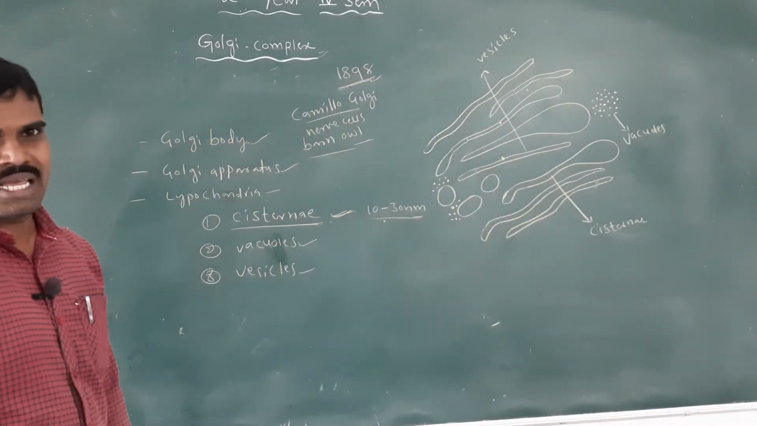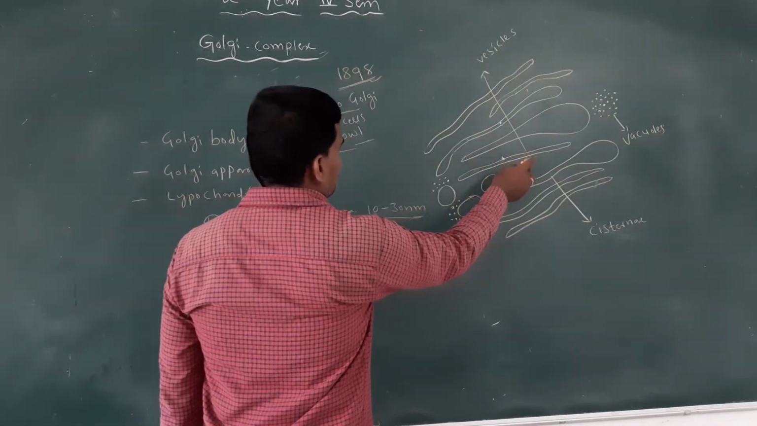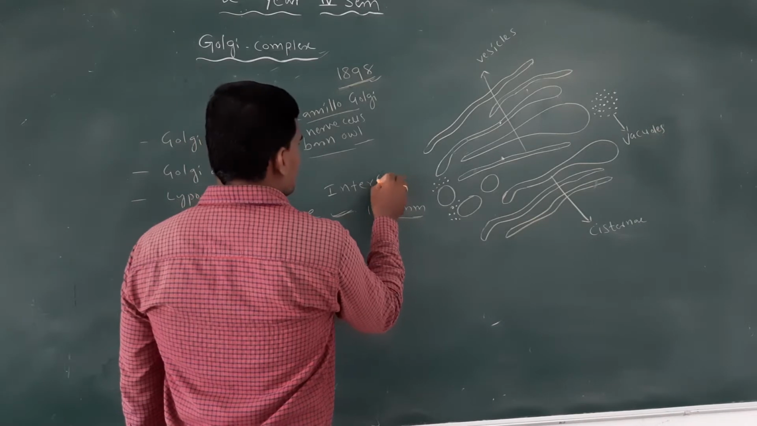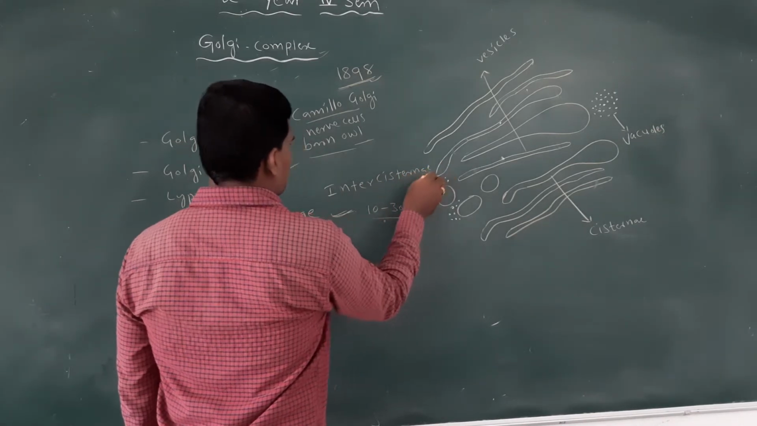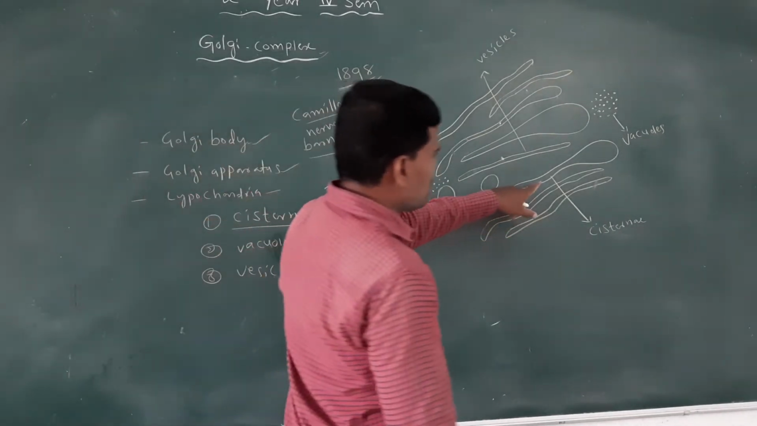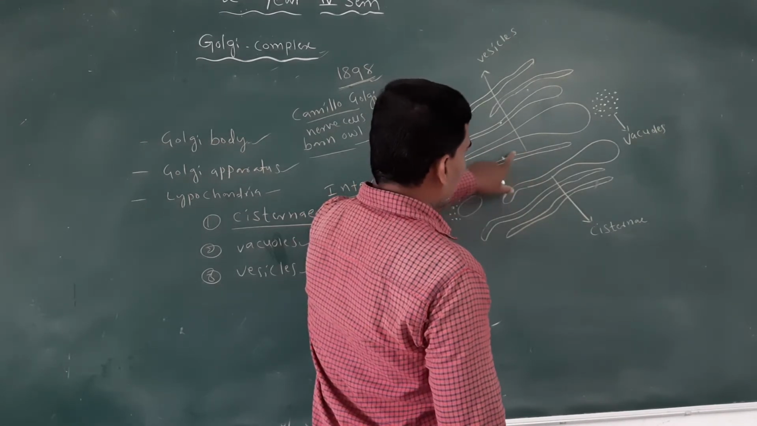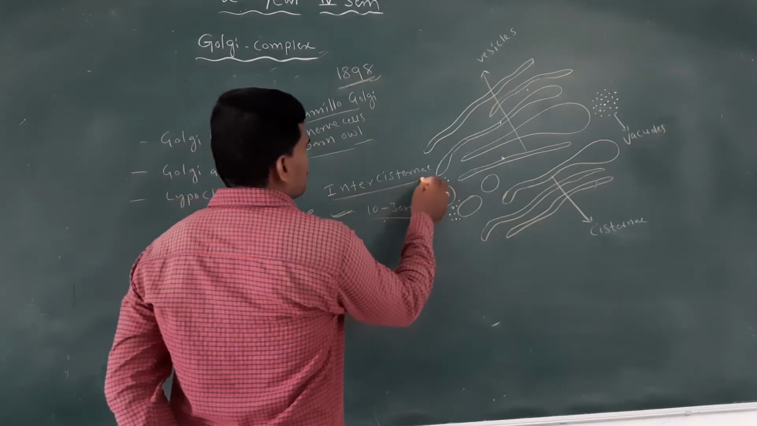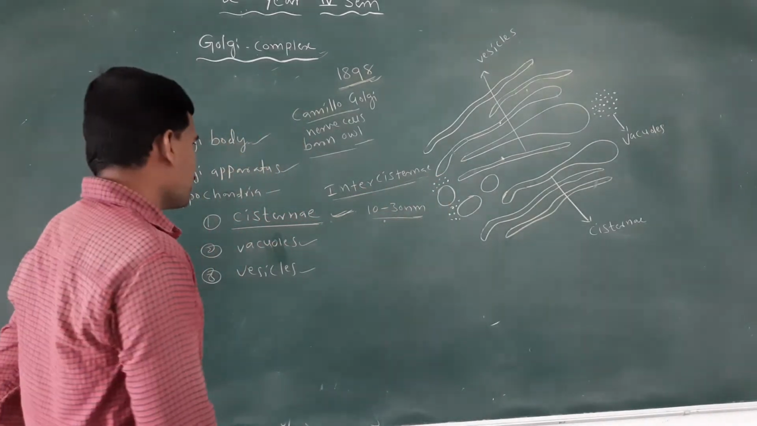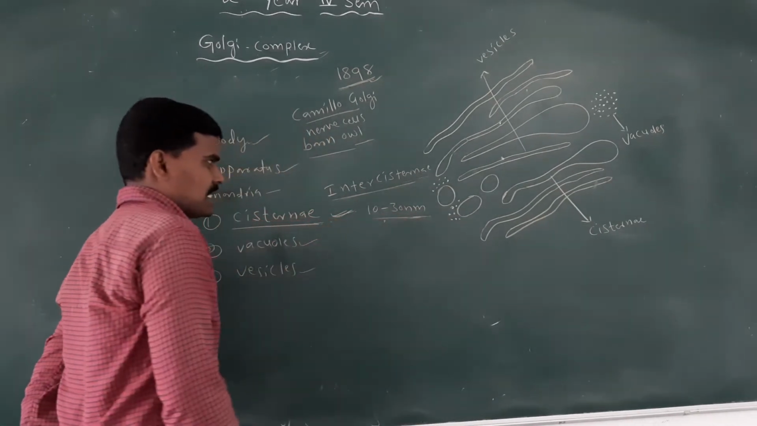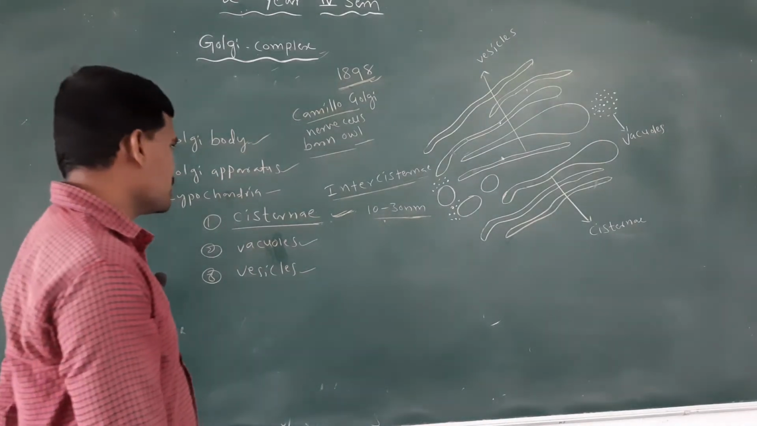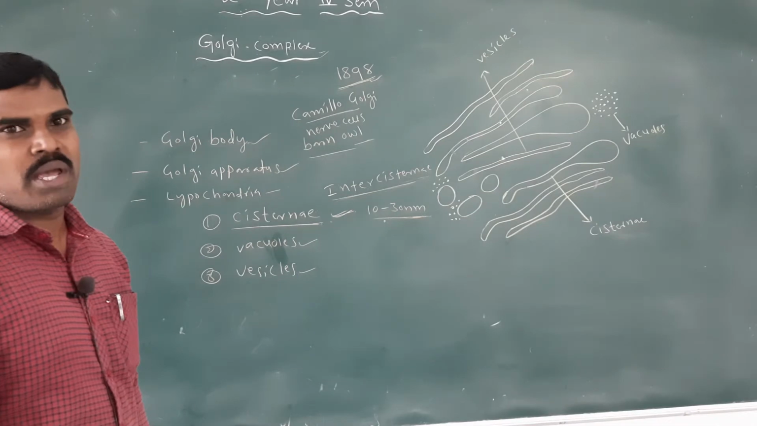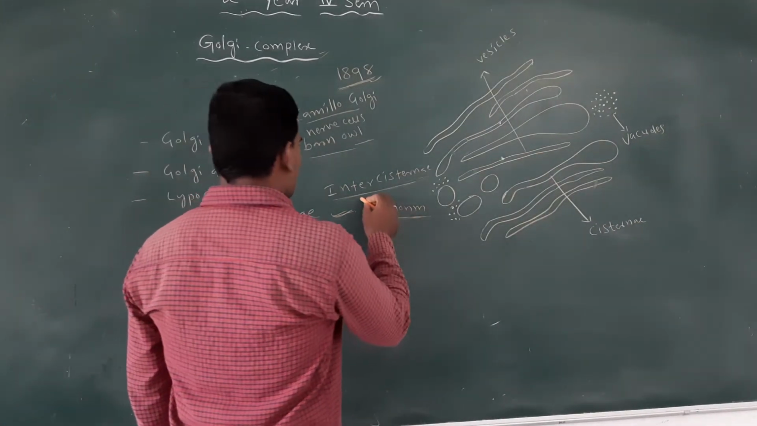In between two cisternae there is a space. This is one cisterna, this is another cisterna. The space in between the two cisternae is called the intercisternal space. Each cisterna is 10 to 30 nanometers in length, flattened, long, and arranged one by one in parallel.